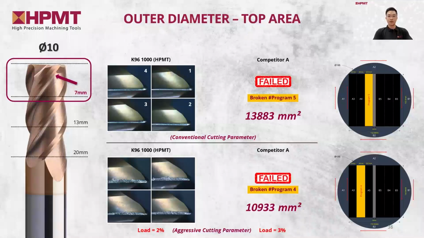Under this extreme and aggressive circumstance, we are very, very confident to say that HPMT appeared to be the clear winner, as competitor A's tool already broke first at about 10933 square millimeters covered, and HPMT's K96 is still in a very acceptable condition and able to continue machining even after running all 5 programs, which covered about 13883 square millimeters.